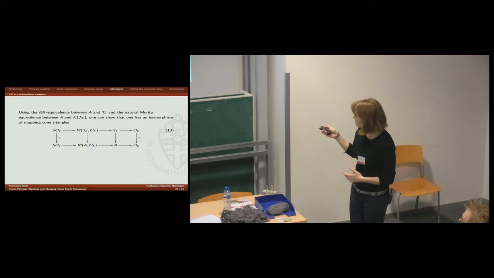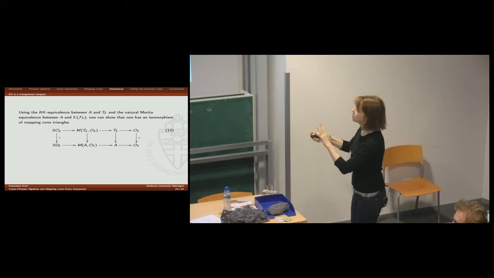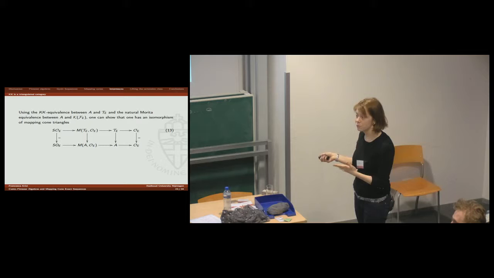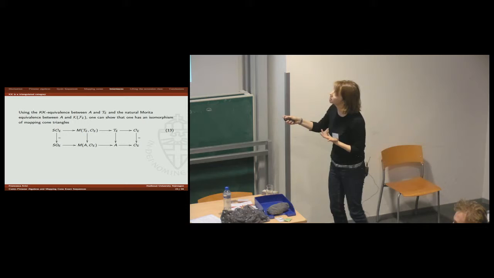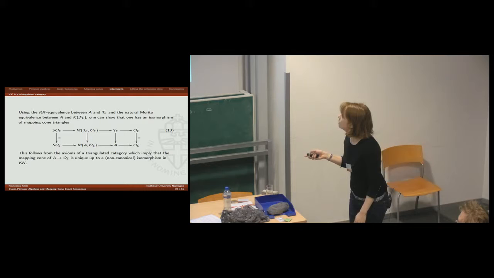So there is an axiom in the triangulated categories that says two things. First, if the diagram commutes but you have a missing map, you can always find a map that makes the diagram commute. But furthermore, if three out of four of these maps are isomorphisms, the fourth will also be an isomorphism. So what we get is that we actually have this KK equivalence between these two mapping cones: the mapping cone of the projection and the mapping cone of the inclusion. This follows from the axiom of triangulated categories.